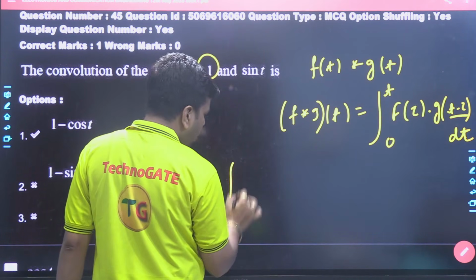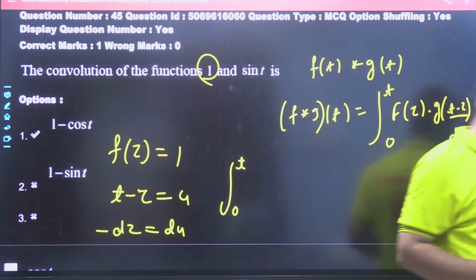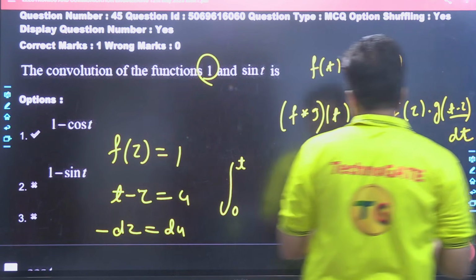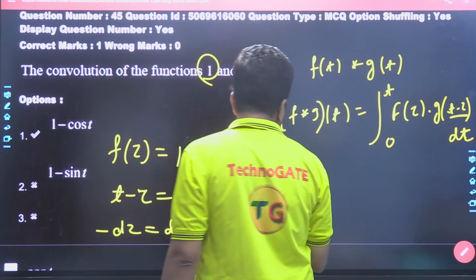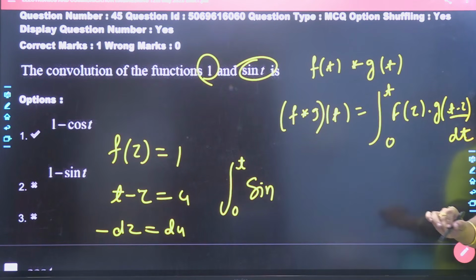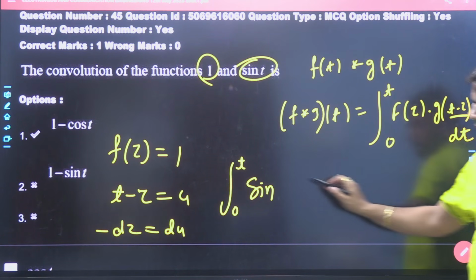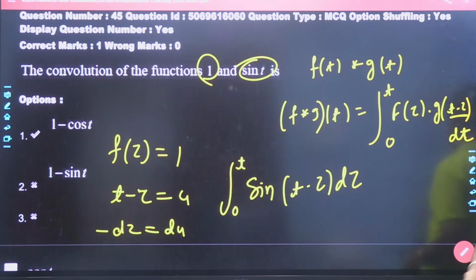Just change this in this particular equation. So integration from 0 to t, f(tau) becomes what? It is simply 1, nothing else. So this becomes sin t. You can change that to the sin. At the place of t, you need to put t minus tau, d tau.